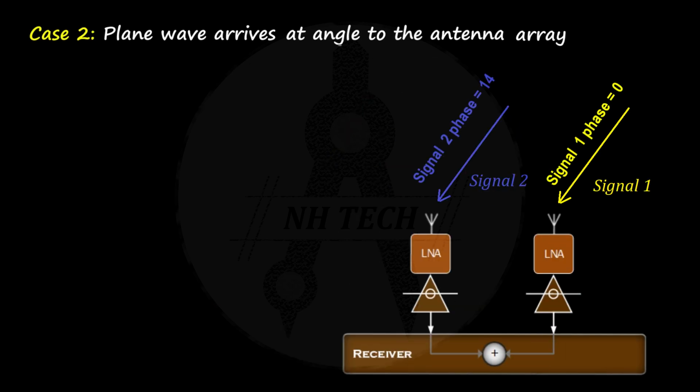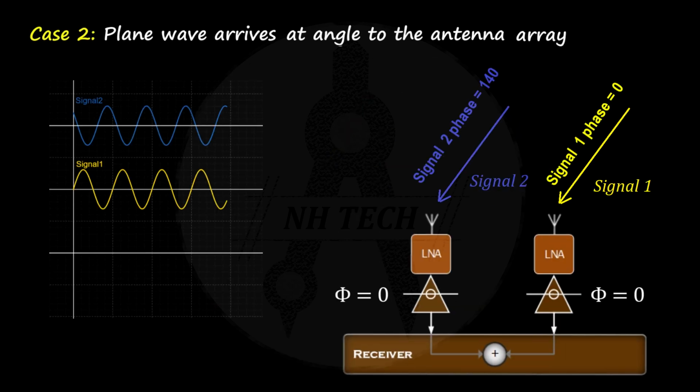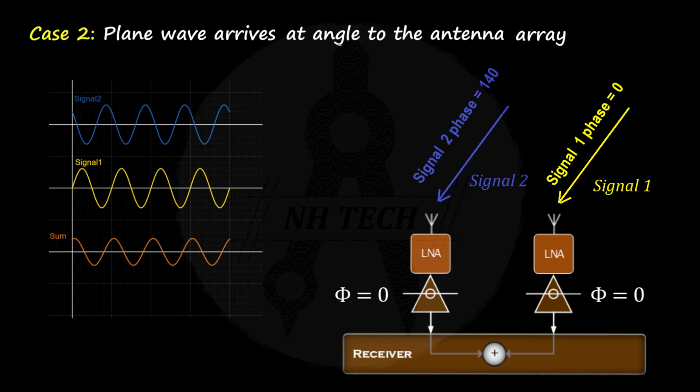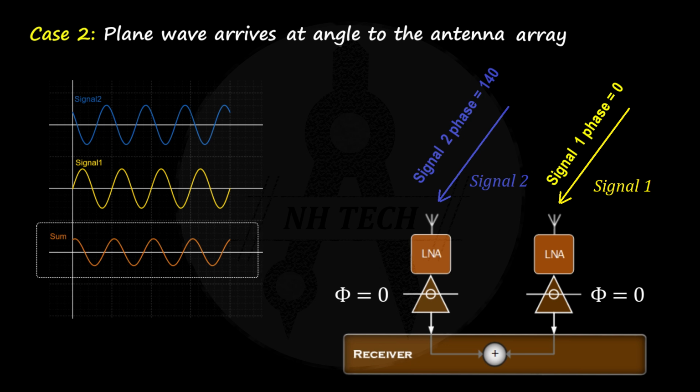And if we combine these signals without any correction, then the received signal will not be maximum and some of the energy will be wasted because of destructive interference. As a result, the combined signal becomes weaker, indicating that the antenna is no longer pointed toward the satellite. So how do we fix this?